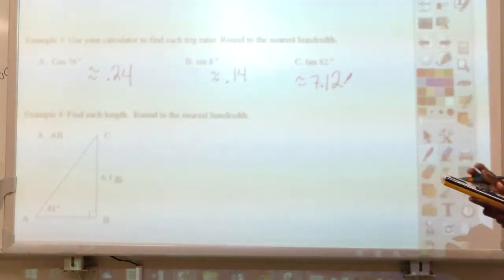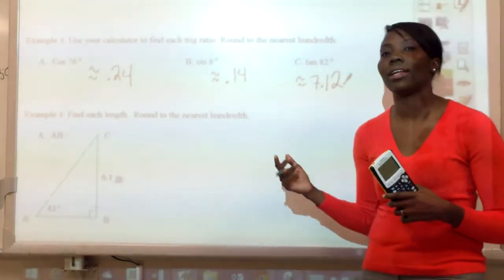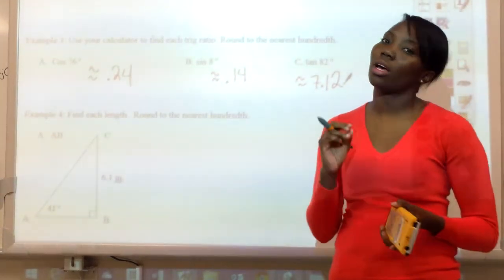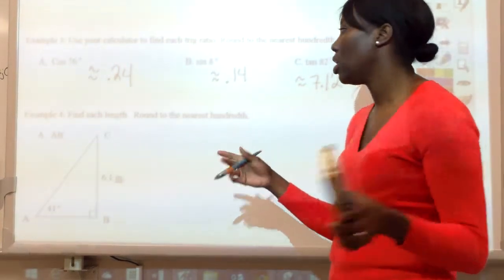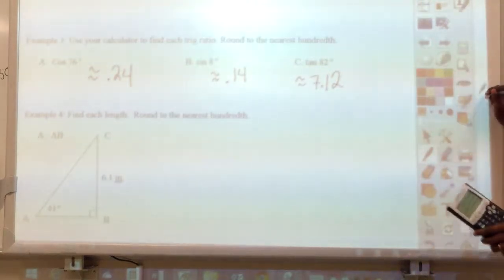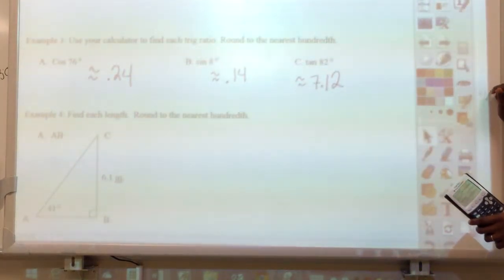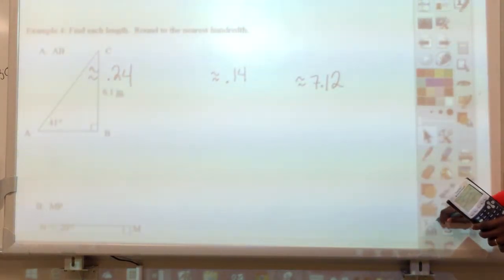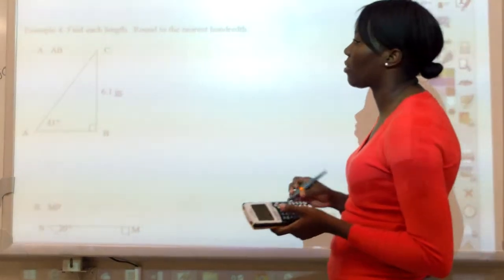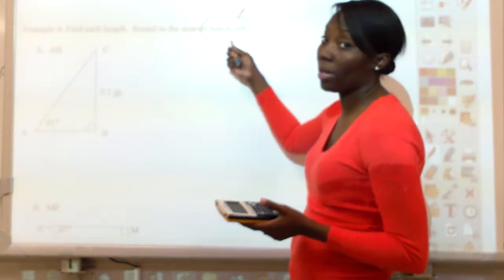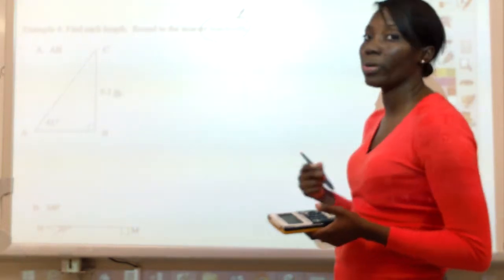Got it? Now we're going to actually calculate sine, cosine, and tan using degrees instead of just SOH CAH TOA. We're actually going to do it using those actual angle measurements. So let's look at example 4. Example 4 says find each length, round to the nearest hundredth. Make sure you follow the directions or it's points off.